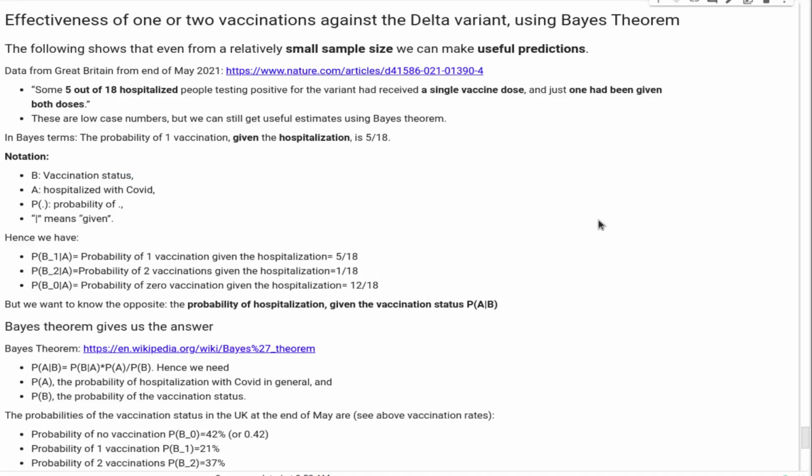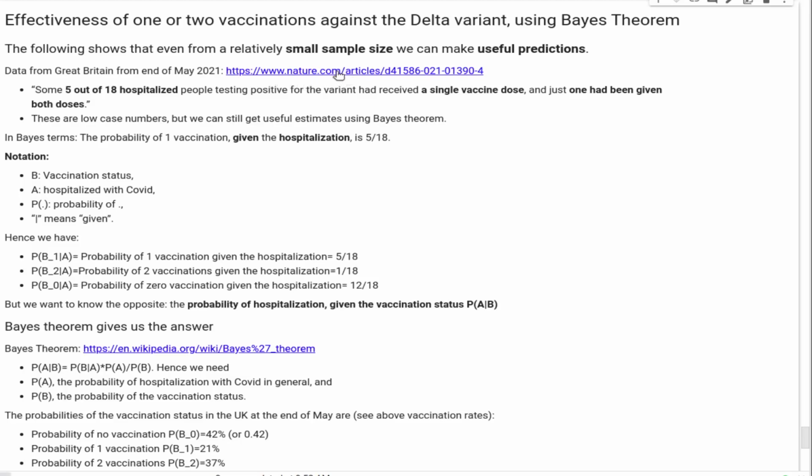Yeah, and this leads me to an important point I want to make today. The effectiveness of 1 or 2 vaccinations against the Delta variant using probabilistic theorems, the Bayes theorem. So the following shows that even from a relatively small sample size, we can make useful predictions. So for that, we can use data from Great Britain from the end of May. So this is actually when the Delta variant already took over.